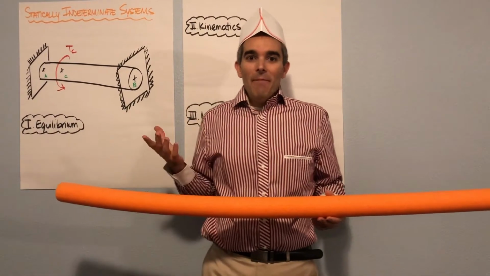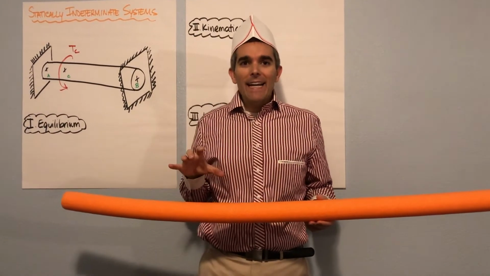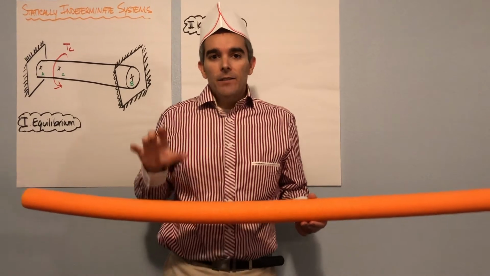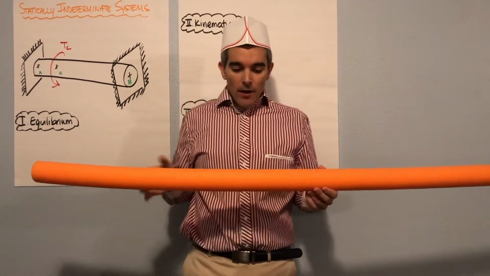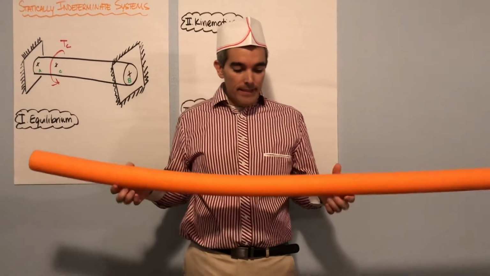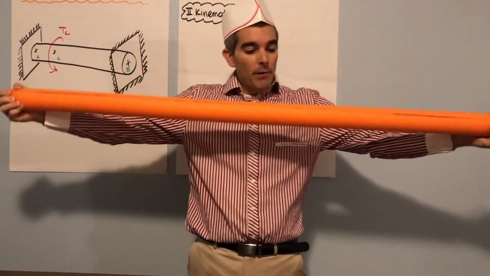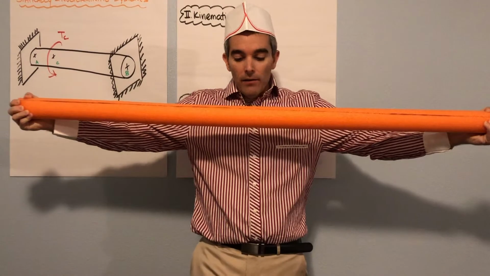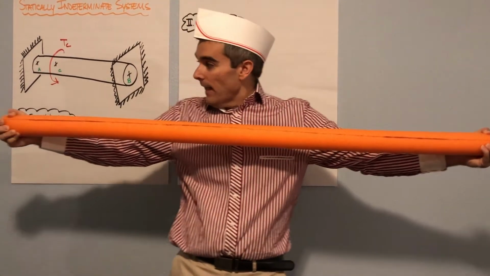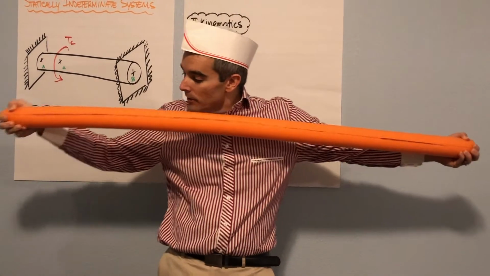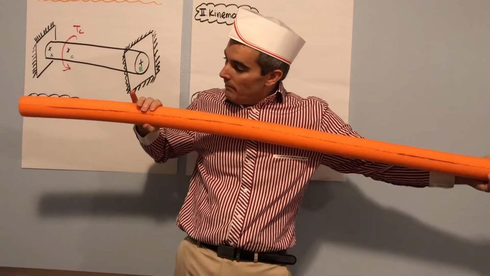In our final topic of this lesson, we want to talk about statically indeterminate torque systems. In a statically indeterminate system, we have something like this circular rod, and we would fix it at both ends. Now we're going to come in somewhere along the length and apply a torque.